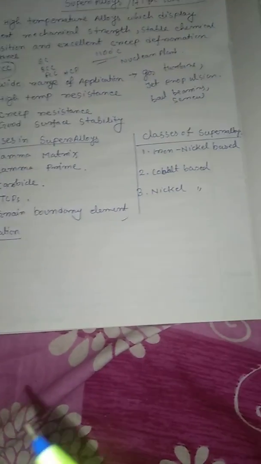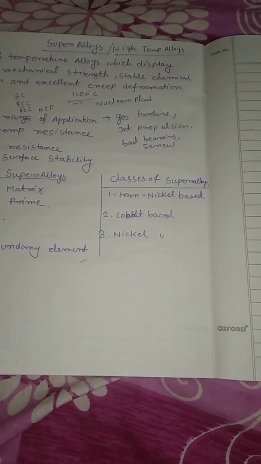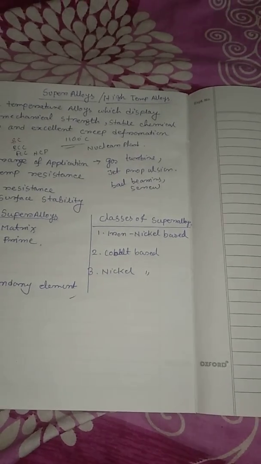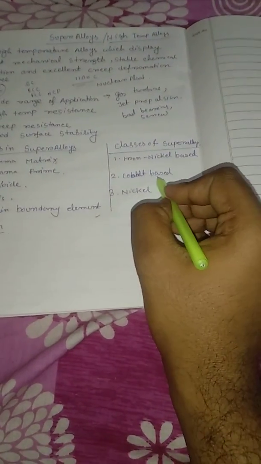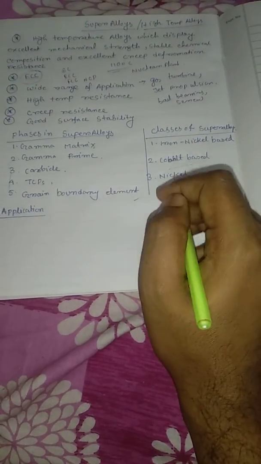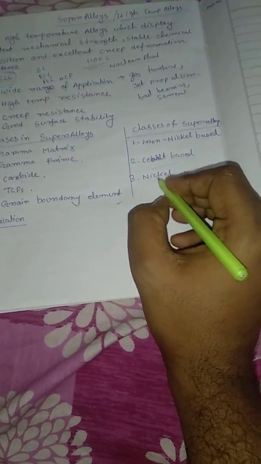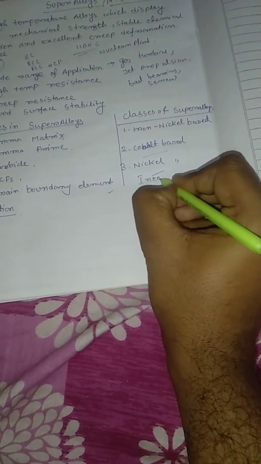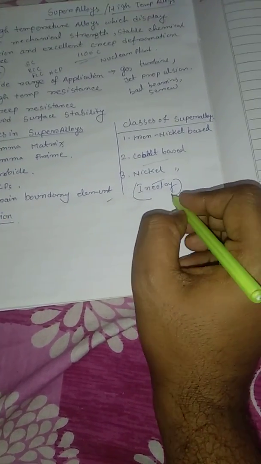Now what are the classes of superalloys? Depending on the composition, sometimes it is called iron nickel based alloy, that is called Incoloy. Next is cobalt based alloy, and another is nickel based alloy. Sometimes the nickel based alloy is also called Incoloy.